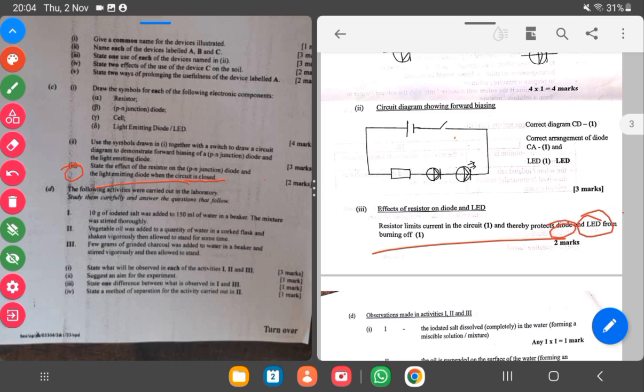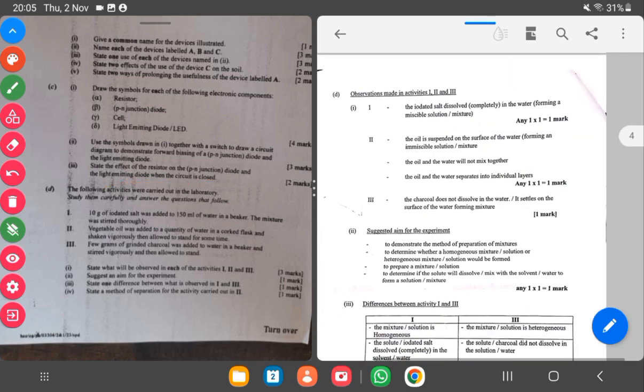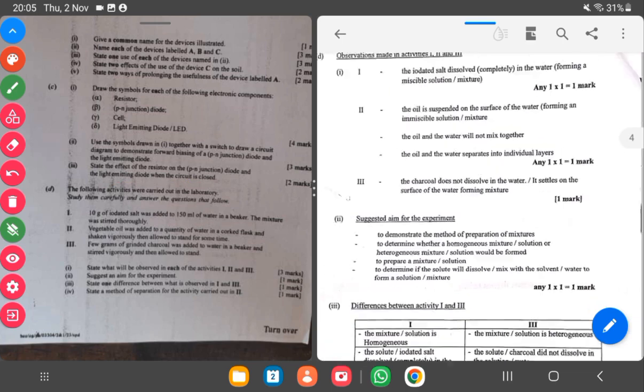So the light emitting diode was addressed, then the diode was also addressed. So if you just talk about the function of the resistor, you might not get a full mark. So just answer based on the question you were asked. So there's still more to answer.